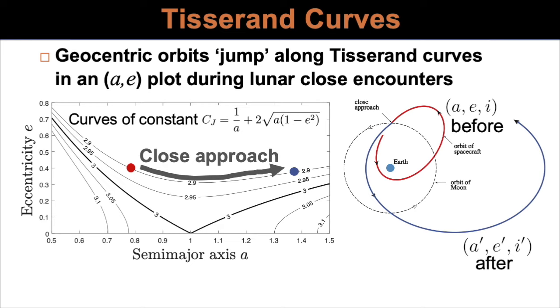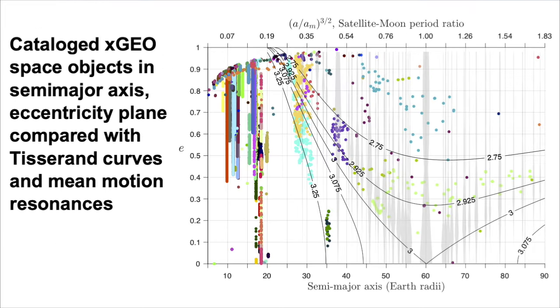So that's what these lines that Aaron was showing before are related to. In fact, I'm showing that again. These are the cataloged xGEO space objects in that frame, semi-major axis and eccentricity. Also showing in light gray the widths of mean motion resonances, but then we also show contours of the Jacobi constant. So this would mean something that's in this regime, like maybe this spacecraft here, after some close encounter, could be anywhere along this 2.75 contour.